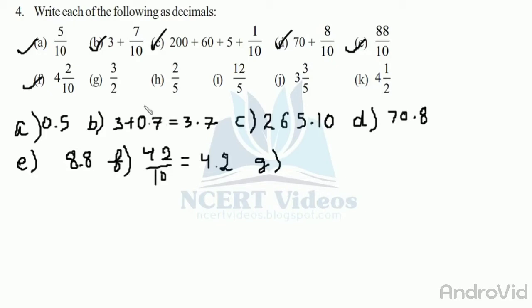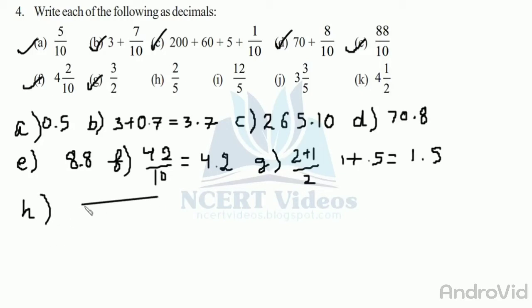Then G part, 3 could be written here as 2 plus 1. So we'll write it as 2 plus 2/2. We know 2/2 gives you 1. So 1 plus 0.5, half. It gives you 1.5 as your answer. Then H part, 2/5. We'll have to divide it. 2, 5, 0 point, to add some 0, 5 4s are 20. So it gives you remainder nothing. So it is 0.4.